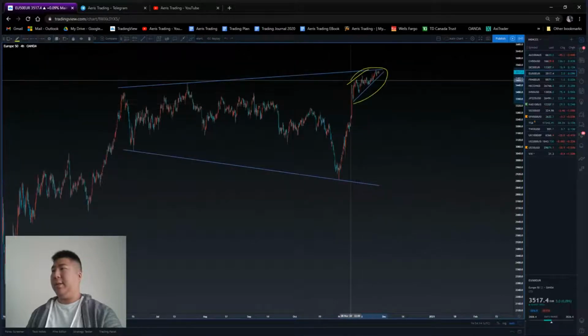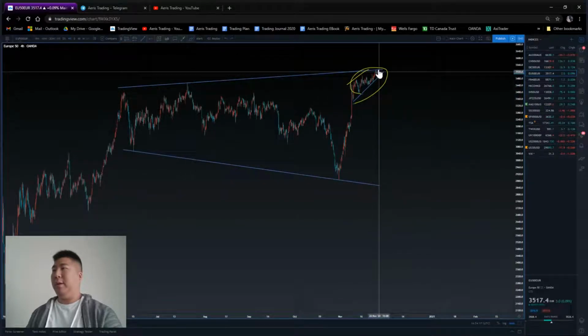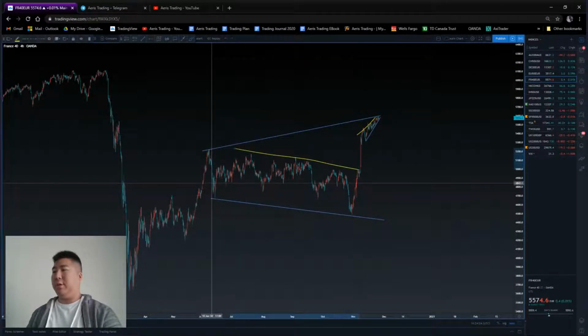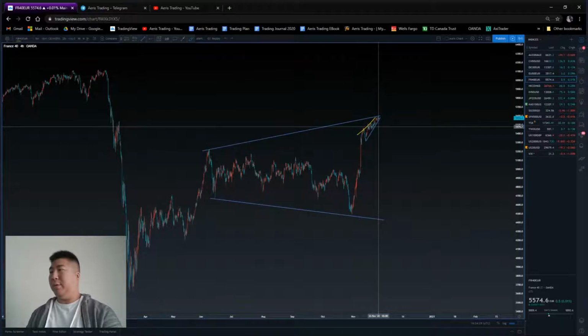Again, ascending channel to the top, right? Looking for a reversal price action. Friends 40, very similar again, right? You had this expanding structure, had a larger middle section structure, correct itself up, but continuation.